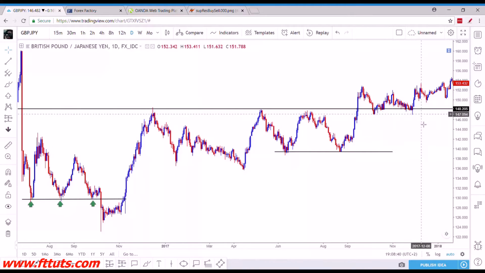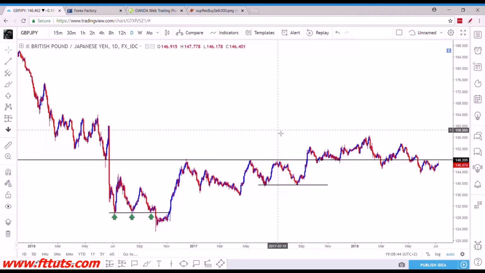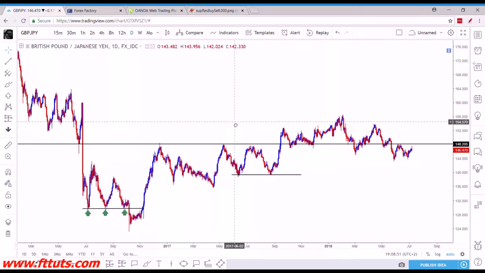However, it went back up, as we can see. So how can we stop this happening to us? It's basically by using zones, what we call demand zones and supply zones.